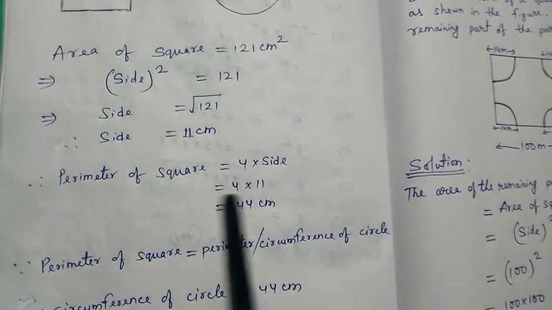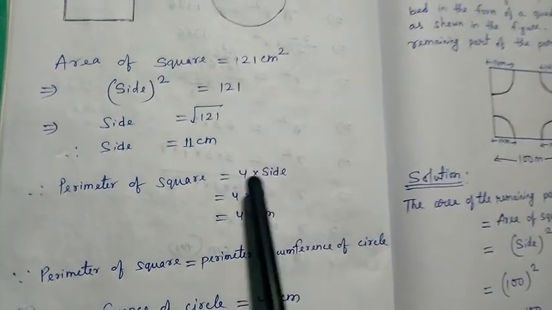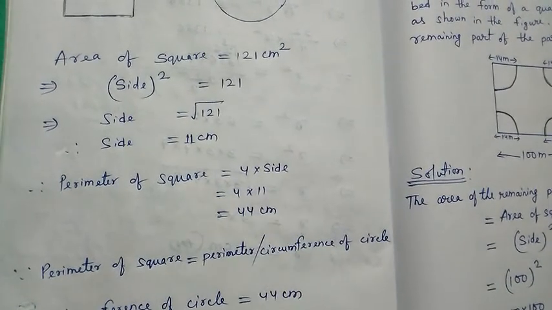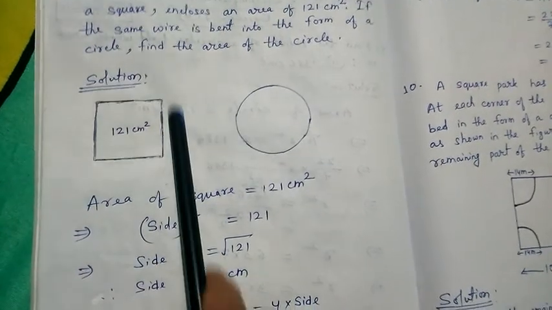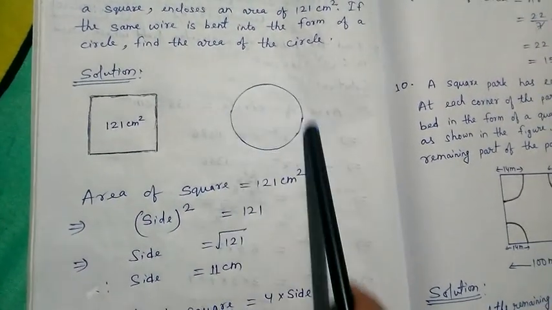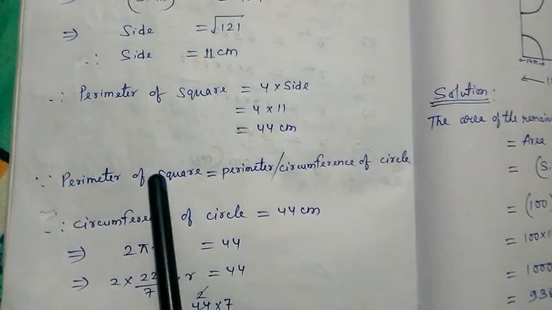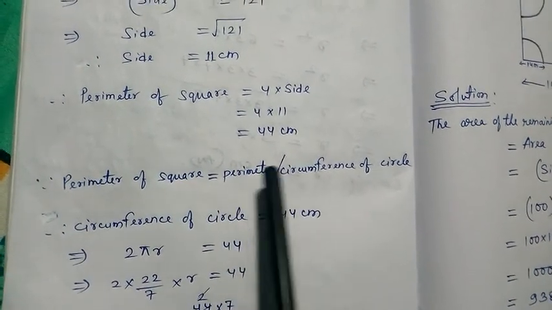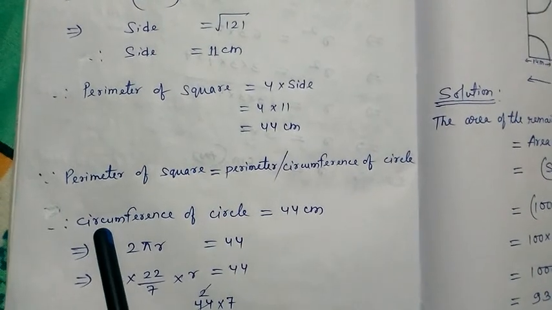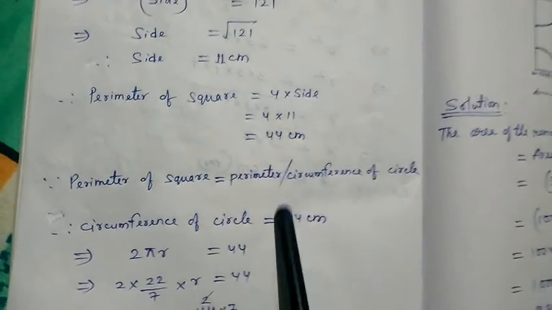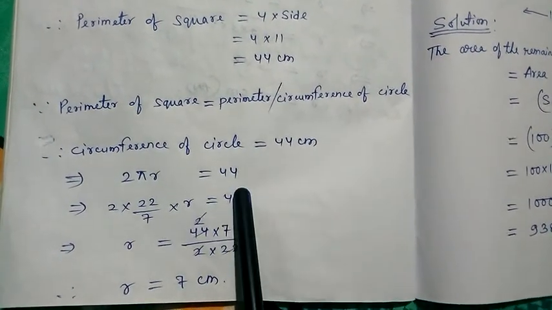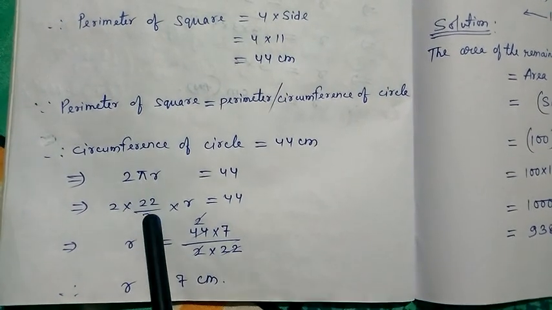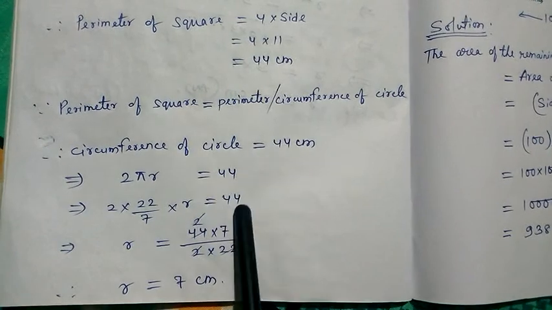As you all know, perimeter of square will be 4 into side, that is 4 into 11, that is 44 centimeter. So now we came to know 11 plus 11 plus 11 plus 11, it is 44 centimeter. So same perimeter will be here also, that is 44 centimeter. So I can now write perimeter of square is equal to perimeter or circumference of circle. So I can say circumference of circle will be same, 44 centimeter, and circumference formula is 2 pi r is equal to 44. So 2 into 22 by 7 into r equal to 44.